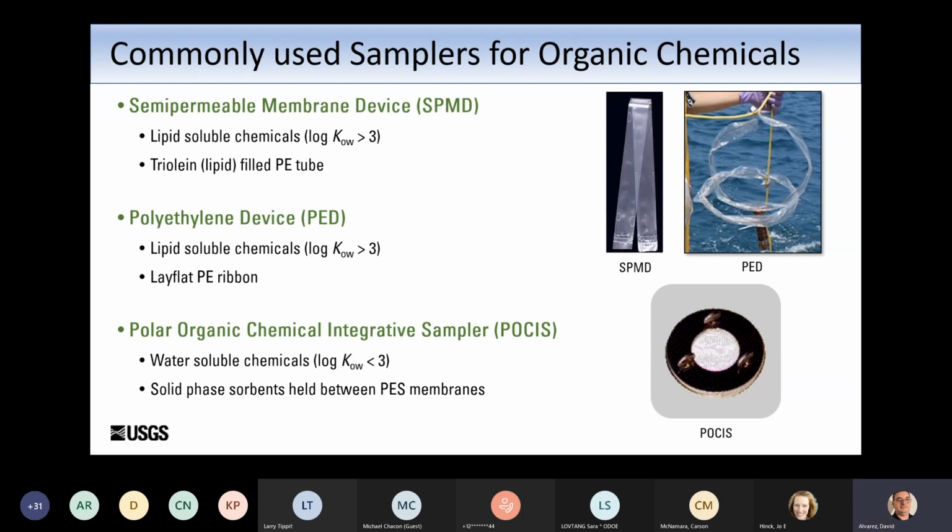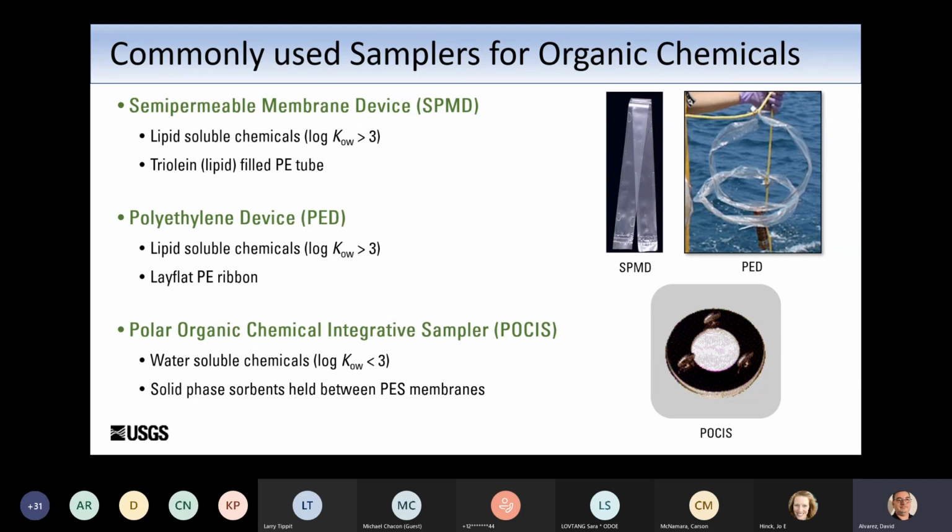Three of the more commonly used passive samplers for organic chemicals are the semi-permeable membrane device, or the SPMD, polyethylene devices, PEDs, and the polar organic chemical integrative sampler, POCIS. The SPMD has been used globally since the early 1990s. It consists of a lay-flat, low-density polyethylene membrane tube that's filled with a neutral lipid, which is triolein. It's a common triglyceride that's in most vertebrate organisms. The SPMD is designed to sample neutral hydrophobic organic chemicals, typically with log KOWs between 3 and 9.